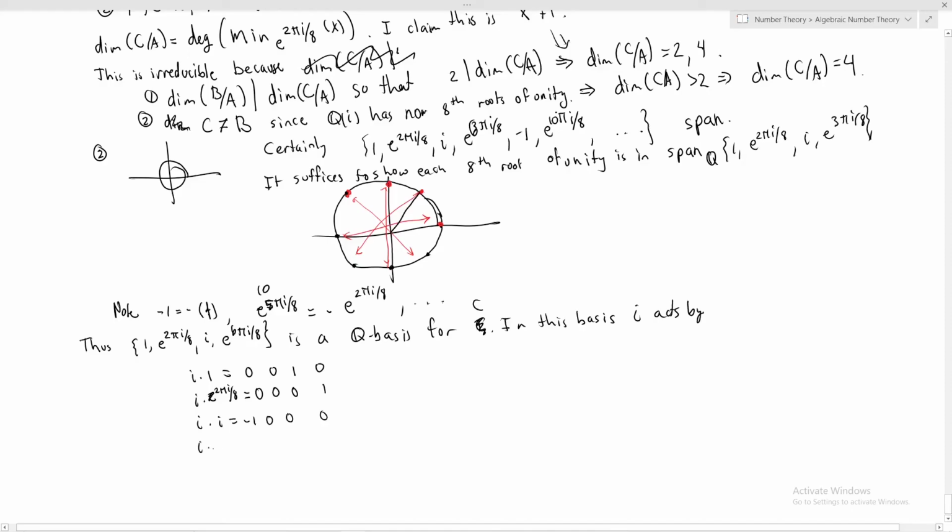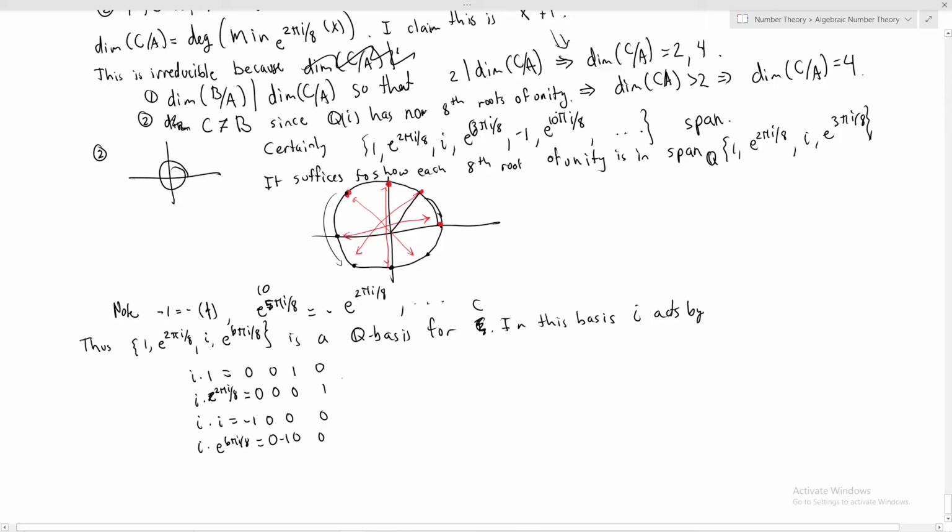And i times e to the 6 pi i over 8 rotates again by a quarter turn. That's going to be negative this one, so it'll be 0, negative 1, 0, 0. I think I may have this matrix transposed, but it actually doesn't matter for the trace or determinant.